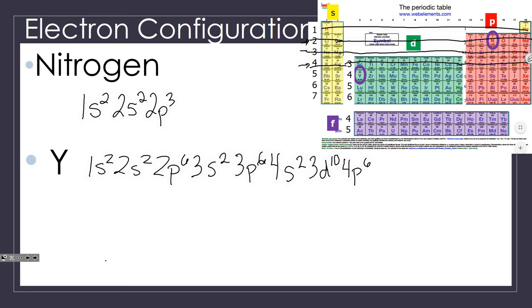Good. And then I hit the 5s. How many am I going to go through? 2. And then I hit the 4d, and I go through 1. And I do have to write the 1. So it's not like math when there's a 1, I just drop it. I'm telling how many's in it.